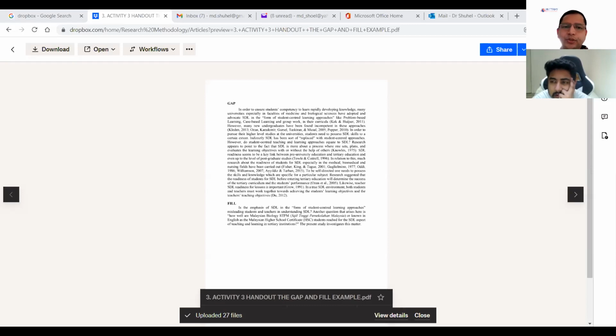This is the gap. So the student-centered teaching and learning approaches equal to SDL? This is the question mark. This needs to be answered. This needs to be addressed. You understand? Yeah. So this is the gap.